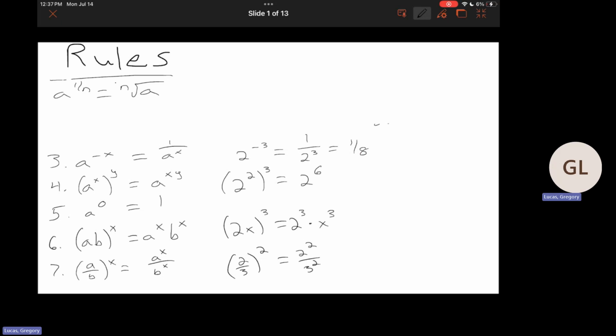So saying 3 to the 1/2, this is the same thing. So sorry, this is rule number 8. If I have 3 to the 1/2, this is the same thing as the square root of 3. So when we have 2 as our root, we don't write the 2. But if we had like 3 to the 1/3, that's when we write the cube root.